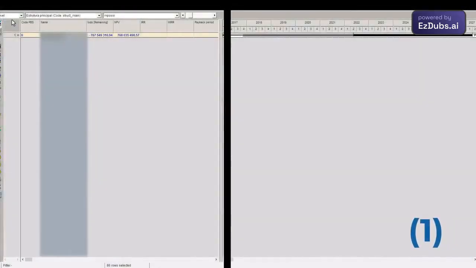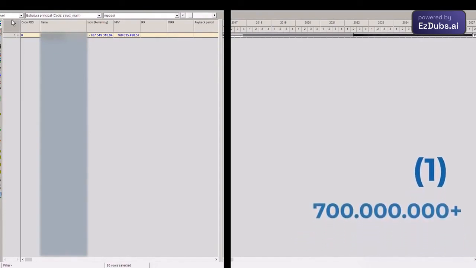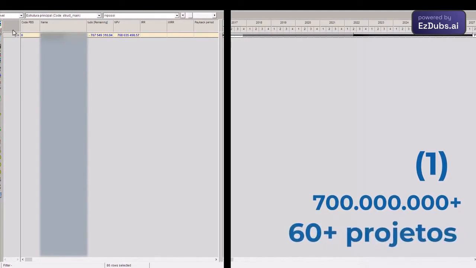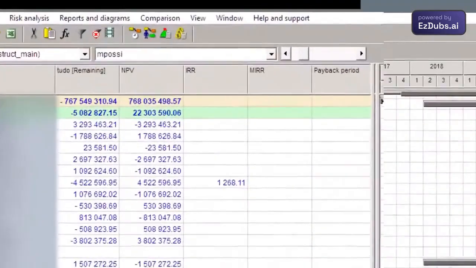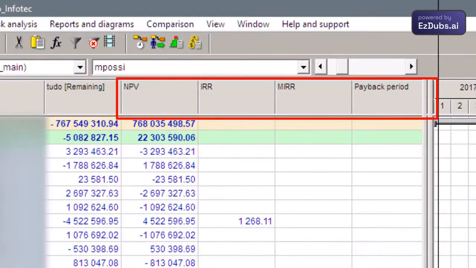The portfolio under analysis is a true sleeping giant with the investment that we recommend confidentially, with over 700 million currency units spread across over 60 to 70 projects over several years. The potential is immense. However, the current results, which appear haphazard and distorted, are just the tip of the iceberg.